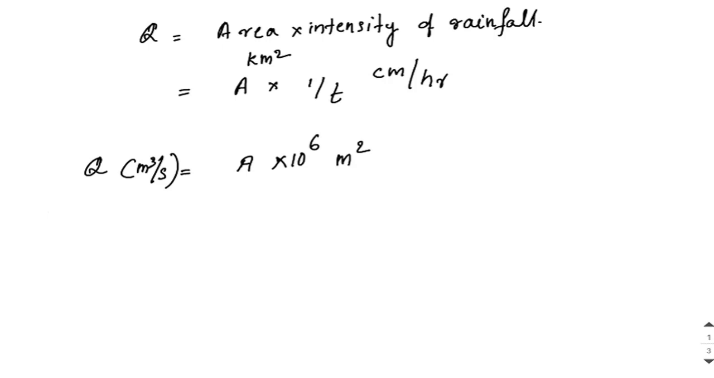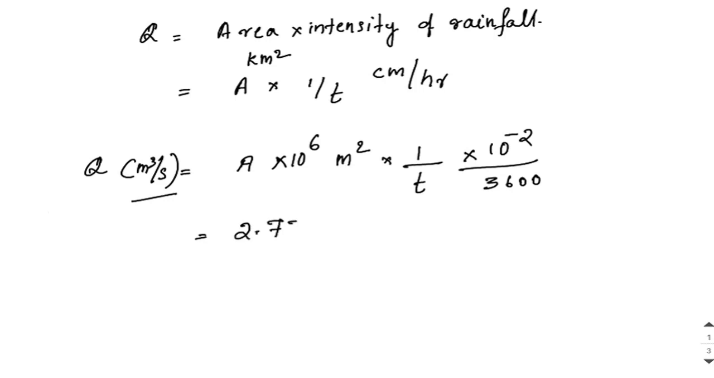Then into 1 by t. We have to convert the centimeter into meter, so into 10 raised to minus 2. And hours into seconds, so that we get meter cube per second. So it is 3600. So finally you will get 2.778 A by T. That is the equation for Q.